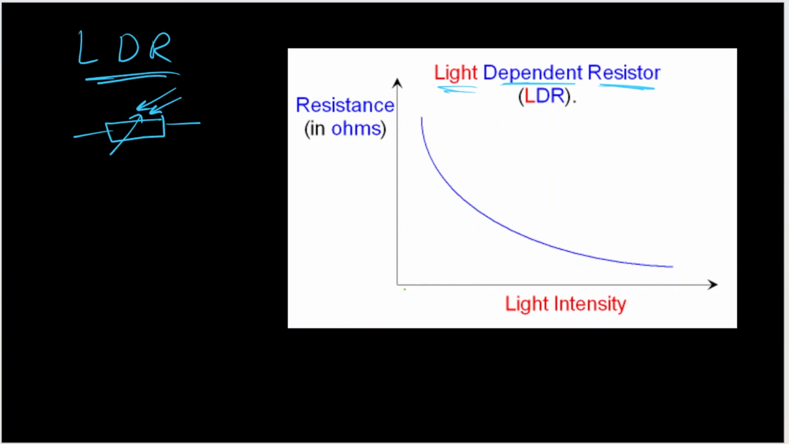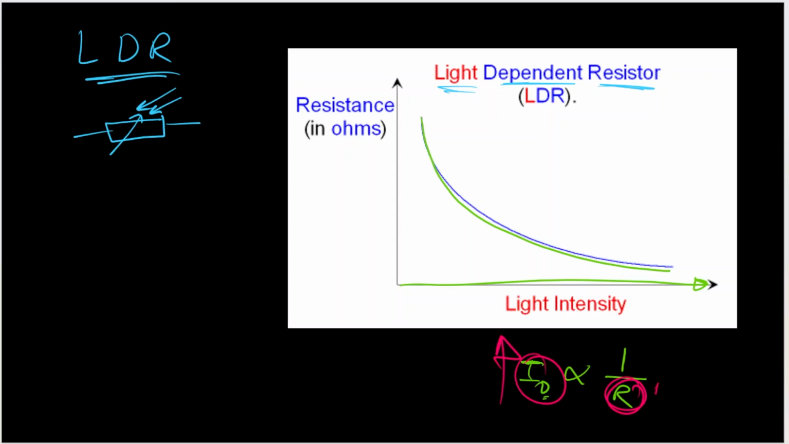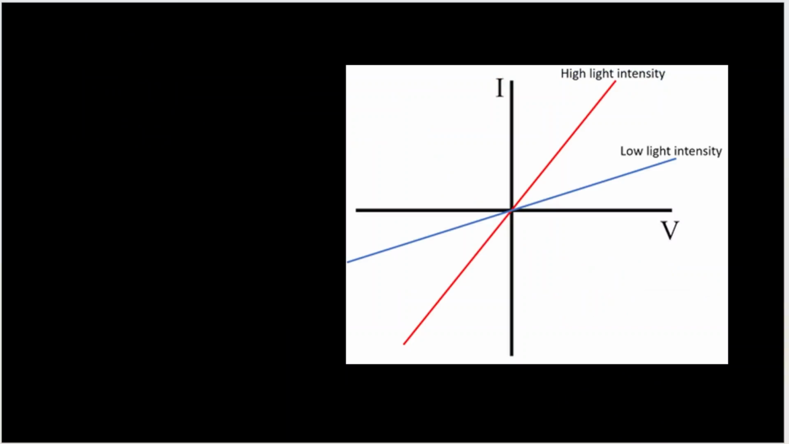As you can see, as light intensity increases, the brightness of the source increases, the resistance decreases. So there is an inverse relation. This time it is not current intensity, it is light intensity, inversely proportional with the resistance. So as the brightness of the light increases, the resistance of the LDR decreases, and this is the IV characteristic for it.